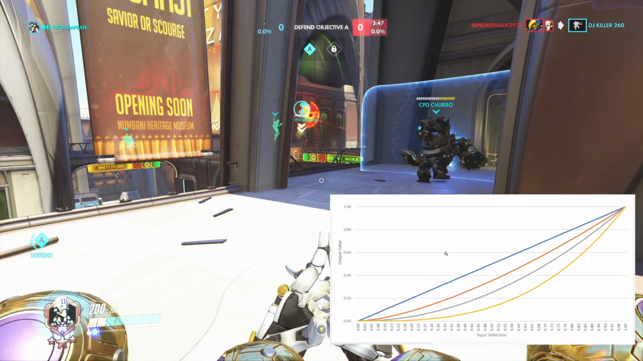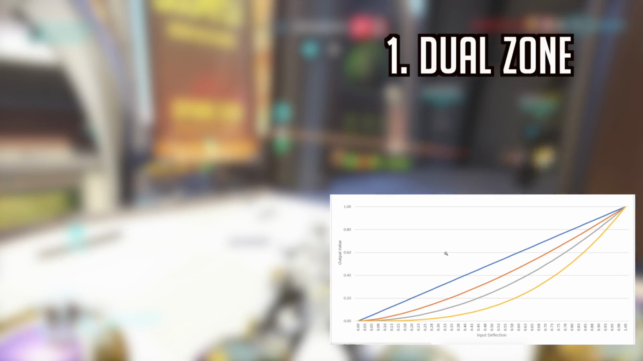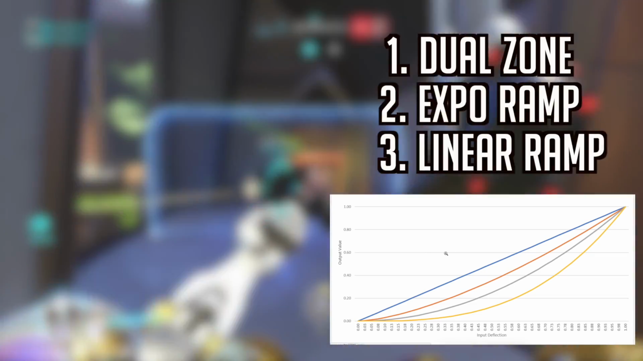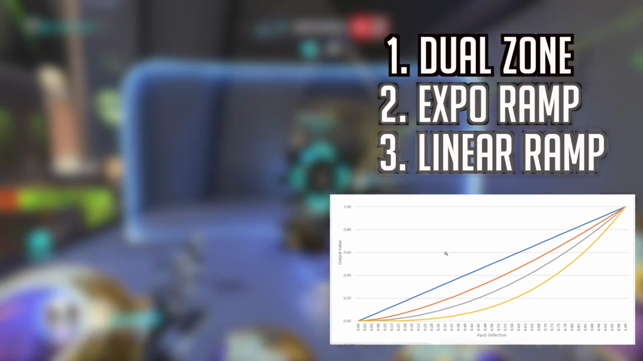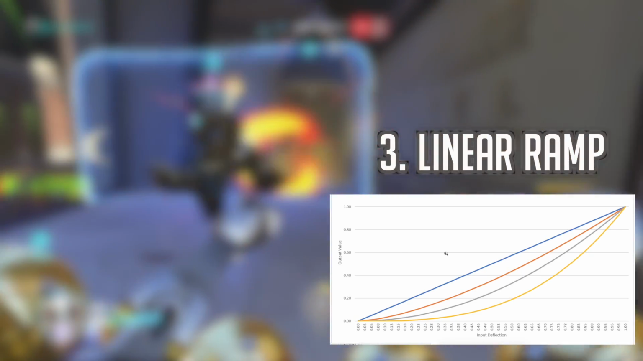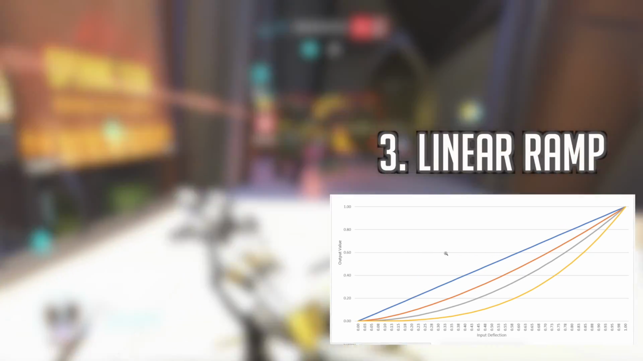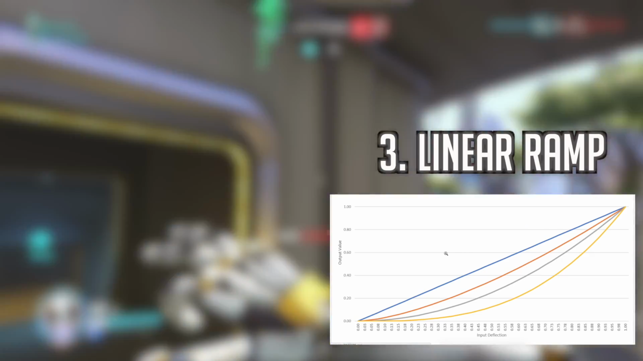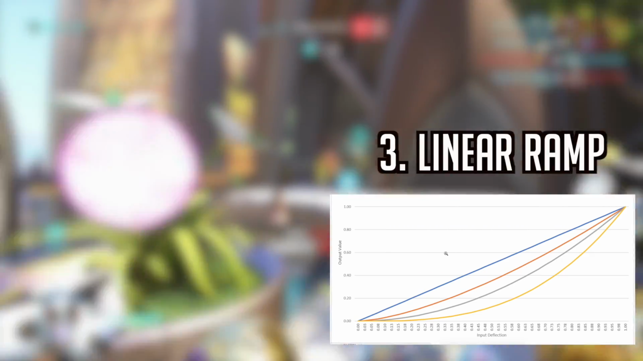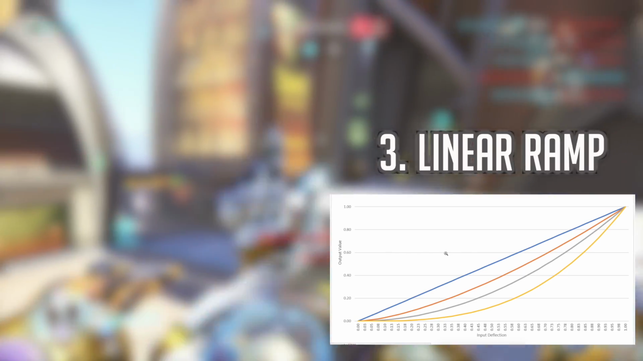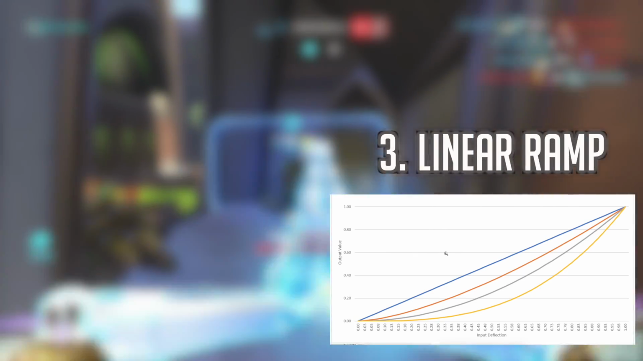These values have three different modes. We know dual zone, exponential ramp is another one, and linear ramp is the newest one. Now, aim ease in mainly only applies to linear ramp. You don't really want to mess with this setting when you're on exponential ramp. You get very, very weird aiming curves, and it just gets really ugly. So I recommend only using linear ramp if you're going to be making adjustments to your aim ease in.